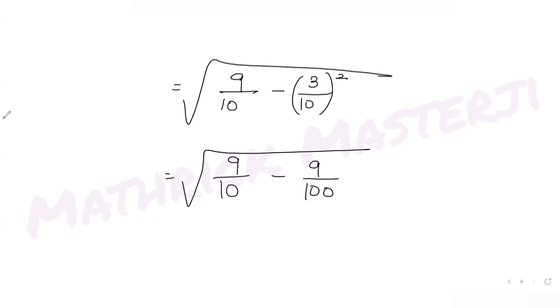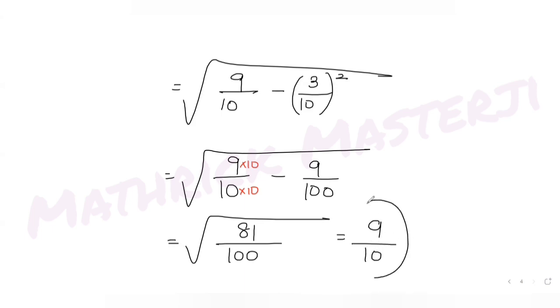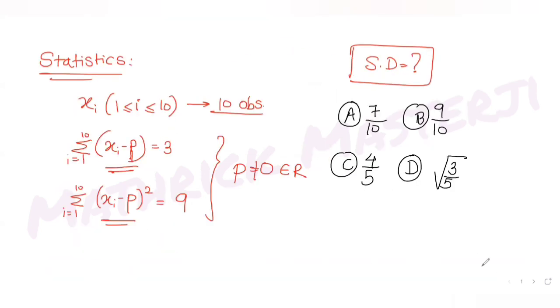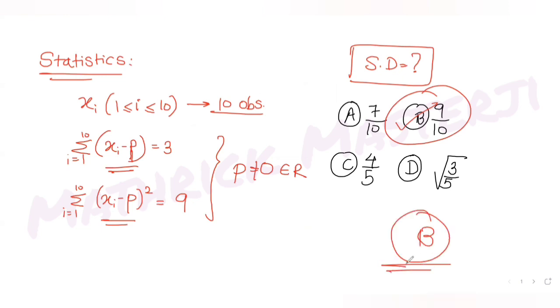Now once I have this with me, I'll just multiply both sides with 10, and that gives me 90 minus 9, which is 81 divided by 100. Now once I have this square root of 81 divided by 100, I get that as 9 over 10. So I get the answer for the question, that it is 9 over 10. And if I see the answer choice that matches here with the question, it is option B. So B becomes the correct answer here for the question that is given to us.